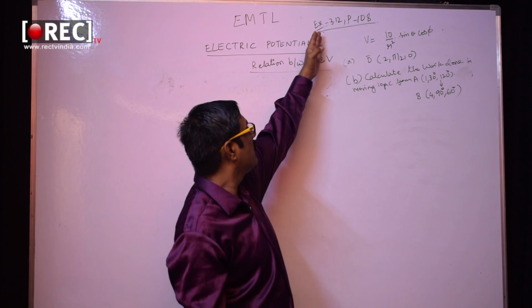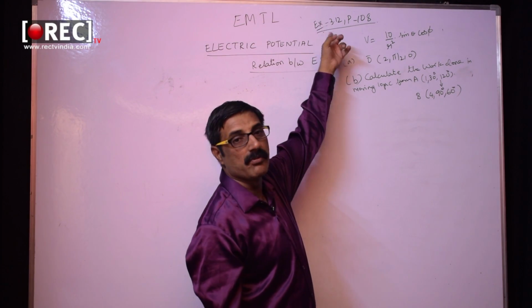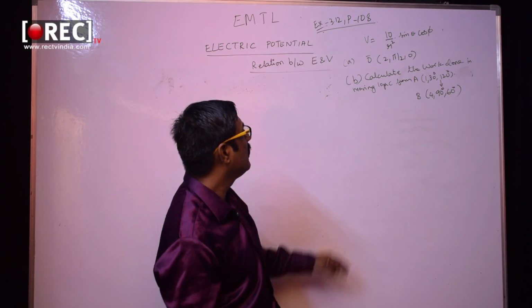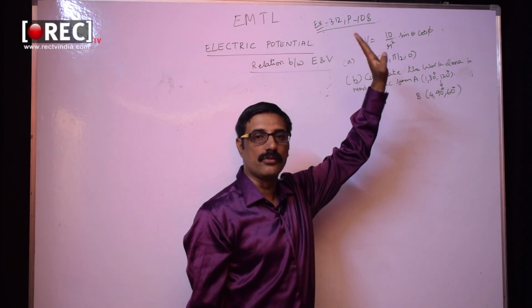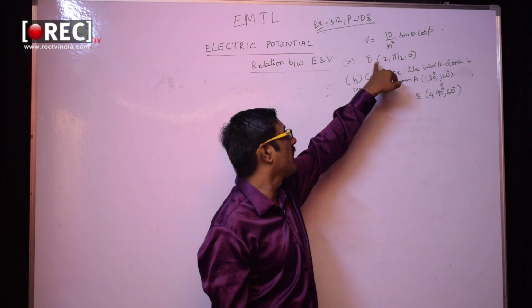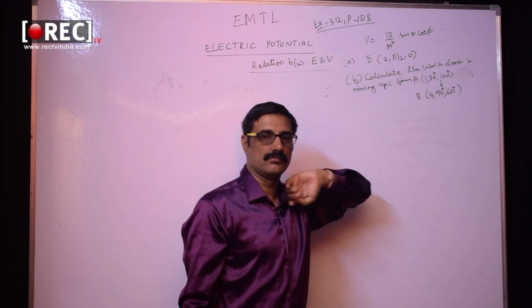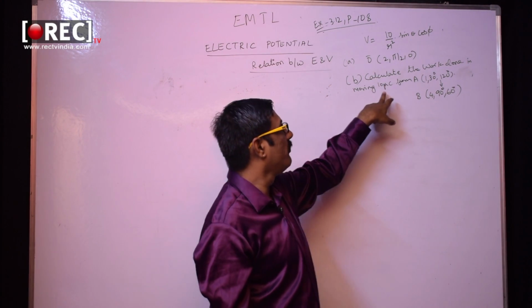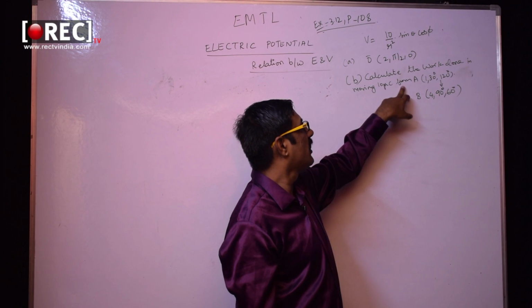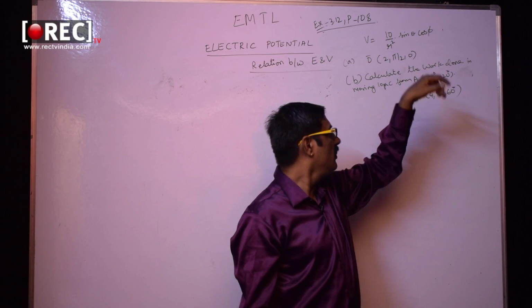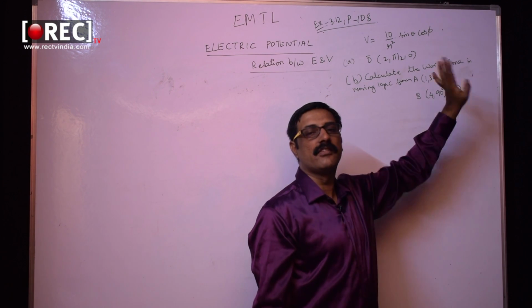As an example, let us work out example number 3.12 on page 108 of Sadiku. In this, he says that the potential function is given so and so, and he is asking you to determine the electric flux density D bar at (2, pi by 2, 0). He is also asking us to calculate the work done in moving a 10 microcoulomb charge from A (1, 30 degrees, 120 degrees) to B (4, 90 degrees, 60 degrees).